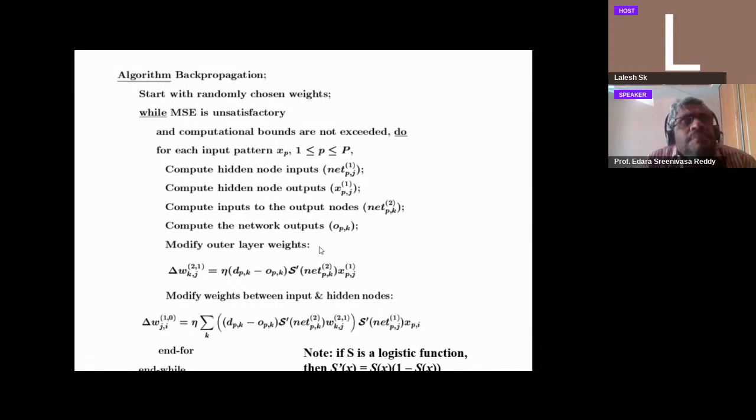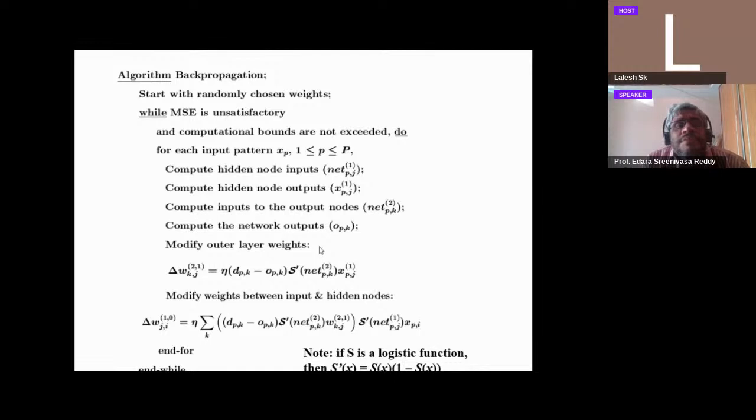And now let us see the algorithm. Start with randomly chosen weights. So design a network, design a feed forward network, as we showed, with a number of input neurons, one hidden layer with hidden neurons, and an output layer. So choose random weights while the mean square error is unsatisfactory and also computational bounds are not exceeded. So do all these things. For each input pattern, P is the input pattern. Number of patterns will be given for training.